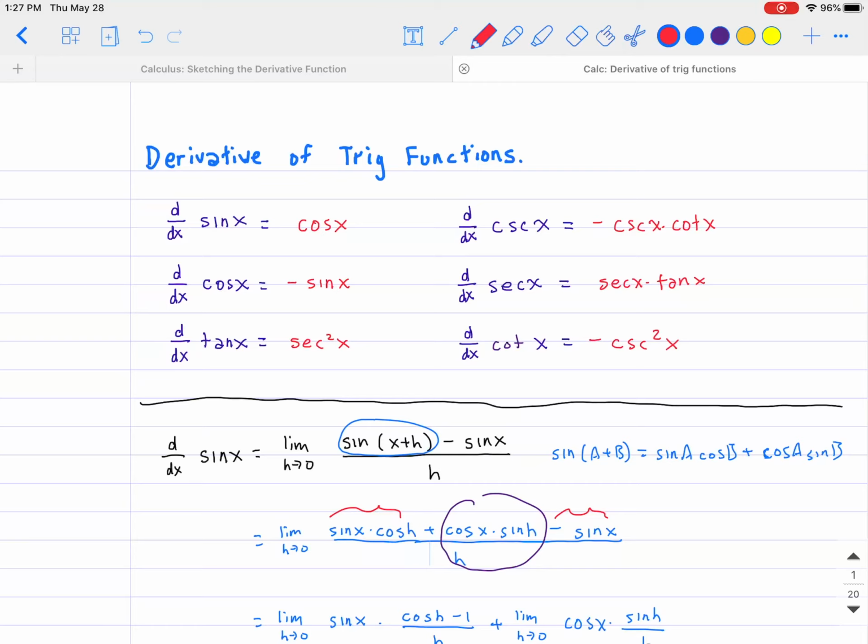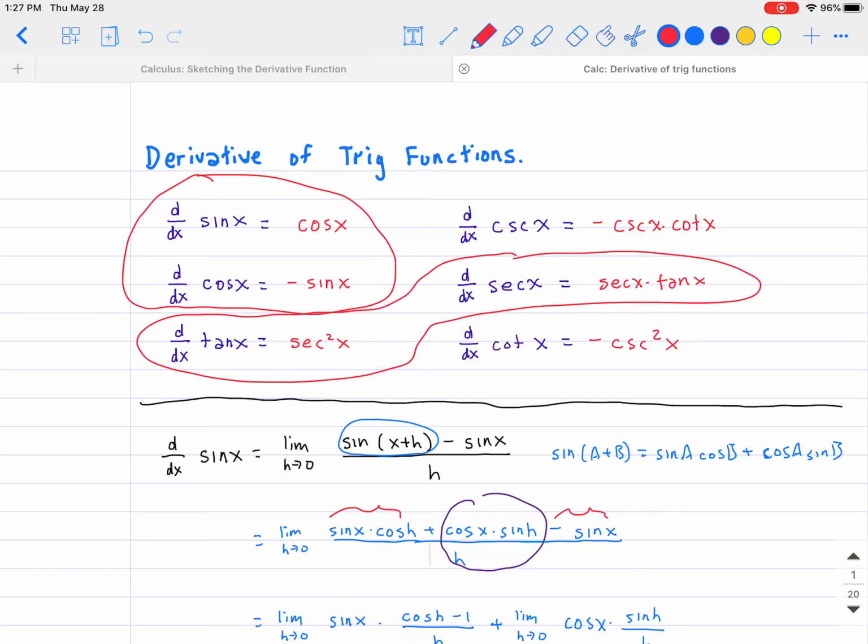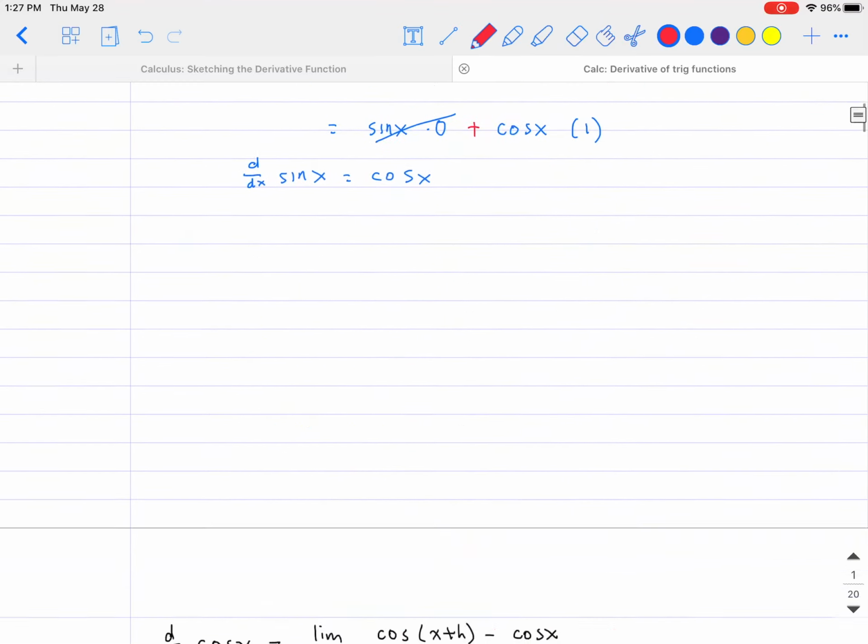For me, the easiest pattern that I'm seeing is that sine and cosine are always related to each other in terms of derivative. Tangent and secant are always related to each other in terms of derivative. And finally, cosecant and cotangent are always related to each other in terms of derivative. So that's how I group them together to help me memorize this. Whatever it takes to help you memorize it, by all means, all right?